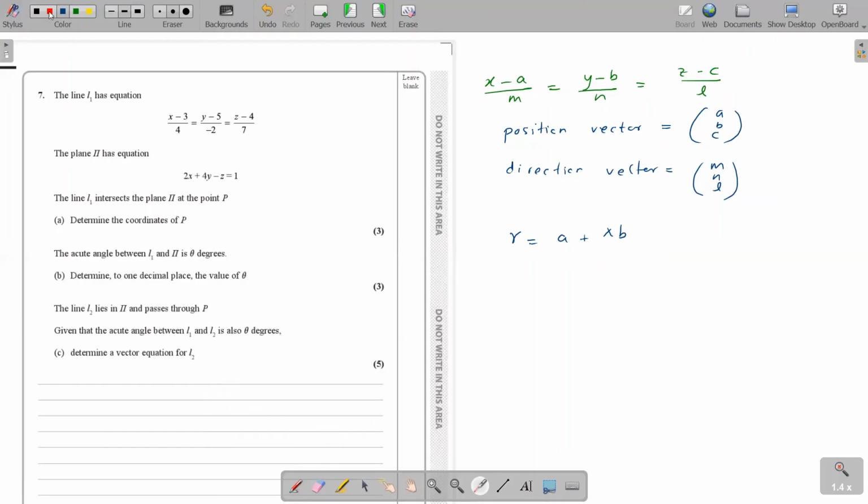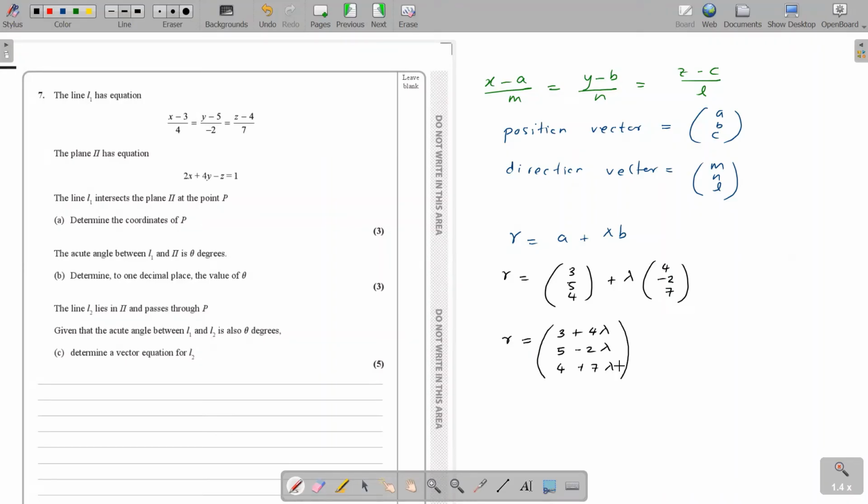Who is the position vector? 3, 5, 4. All of them have the minus sign in the middle, so it's directly 3, 5, 4. And b is 4, minus 2, 7. When you take it together, we can add them and write 3 plus 4 lambda, 5 minus 2 lambda, 4 plus 7 lambda. So this is r.